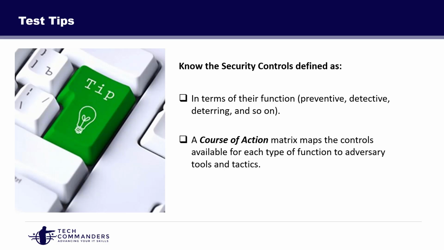Okay, a course of action. Now, here's a term you'll want to know. This is a matrix that maps controls that are available to adversary tools and tactics. Think of it almost as like a table you'll put together. Could be a mind map. This is another way to look at it.